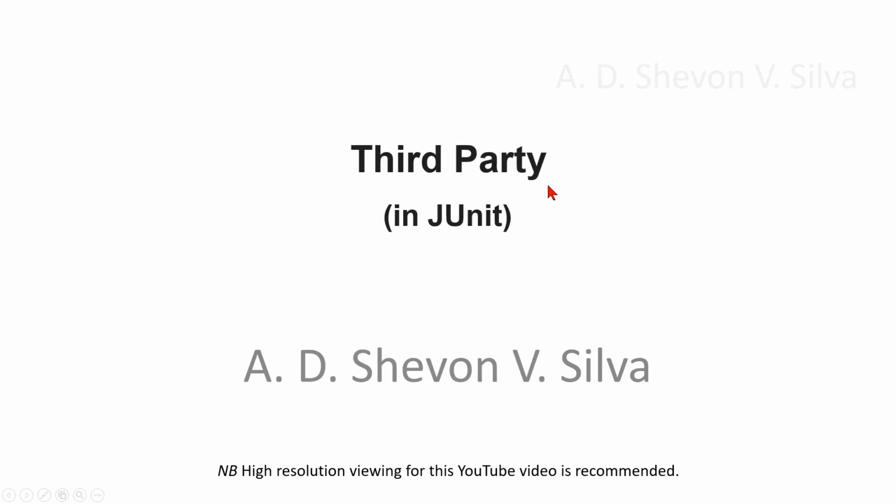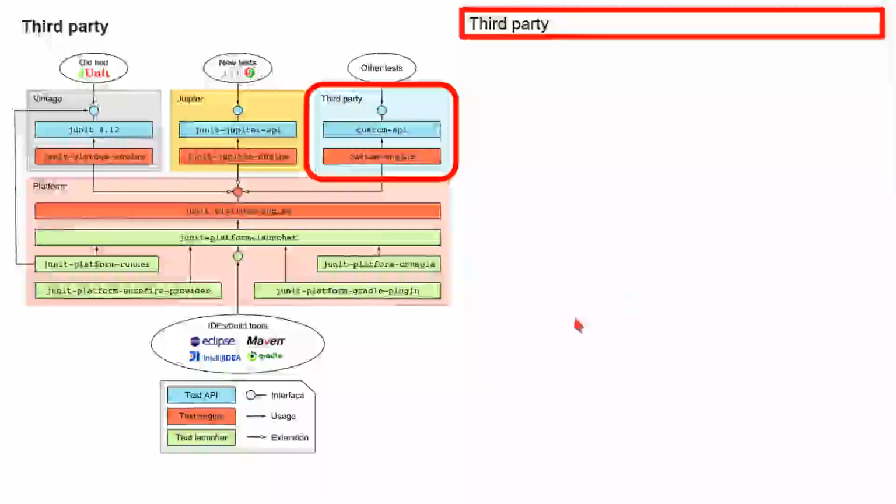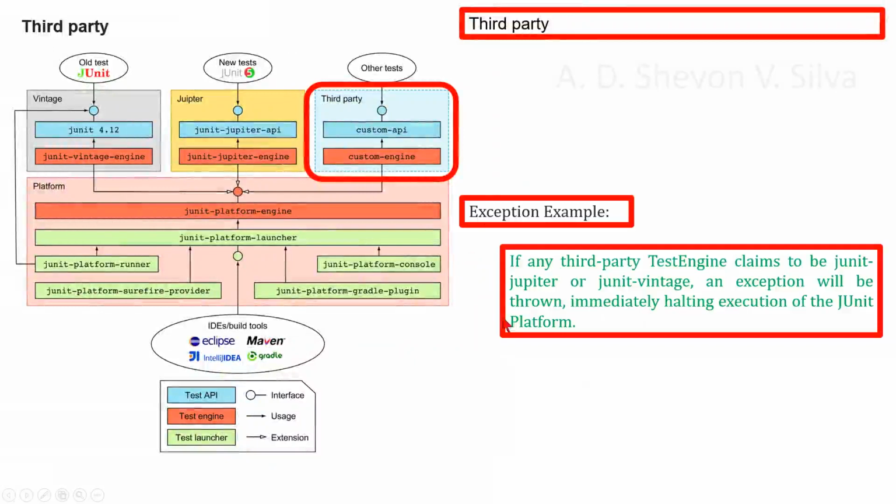Third party in JUnit. Now we are focusing on third party. As an exception example, we can consider this.